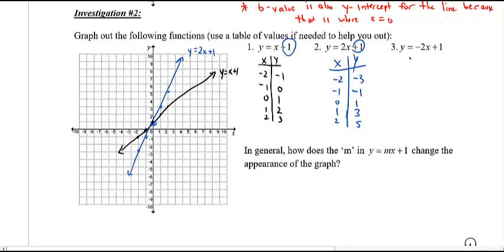And then finally, how about the last one here? This is negative 2x plus 1. Okay, so negative 2, negative 1, 0, 1, 2. Negative 2 times negative 2 is positive 4, plus 1 is 5. Negative 2 times negative 1 is positive 2, plus 1 is 3. 2 times 0, 0, of course, 0 plus 1 is 1. Negative 2 times 1 is negative 2, plus 1 is negative 1, and this becomes negative 3. Let's plot these points this time. Noticing this one also goes through the same y-intercept.